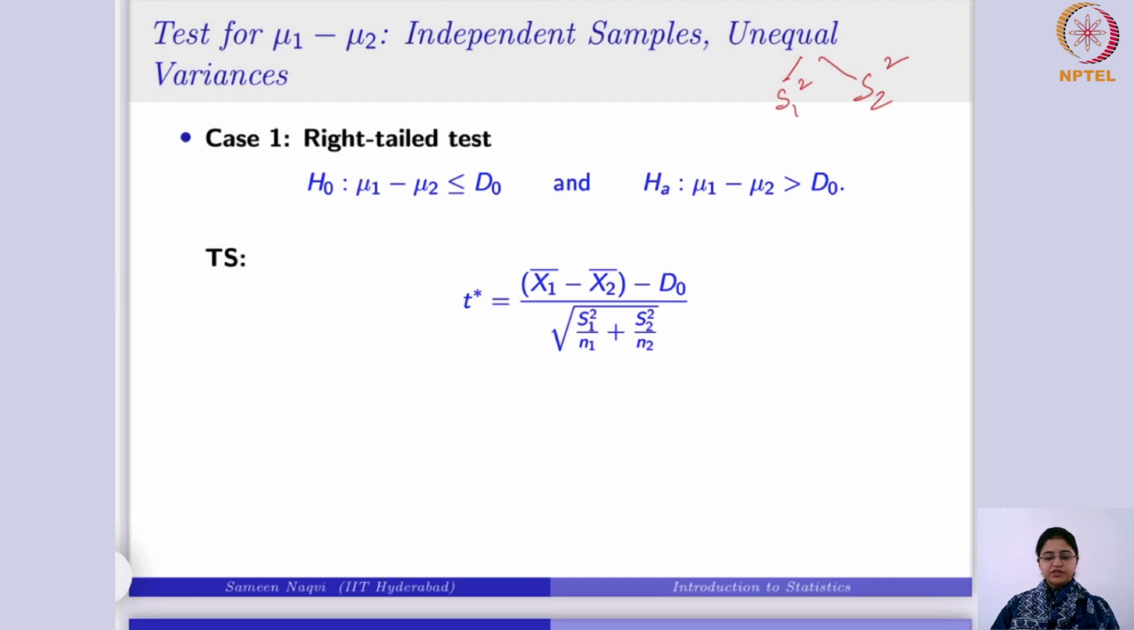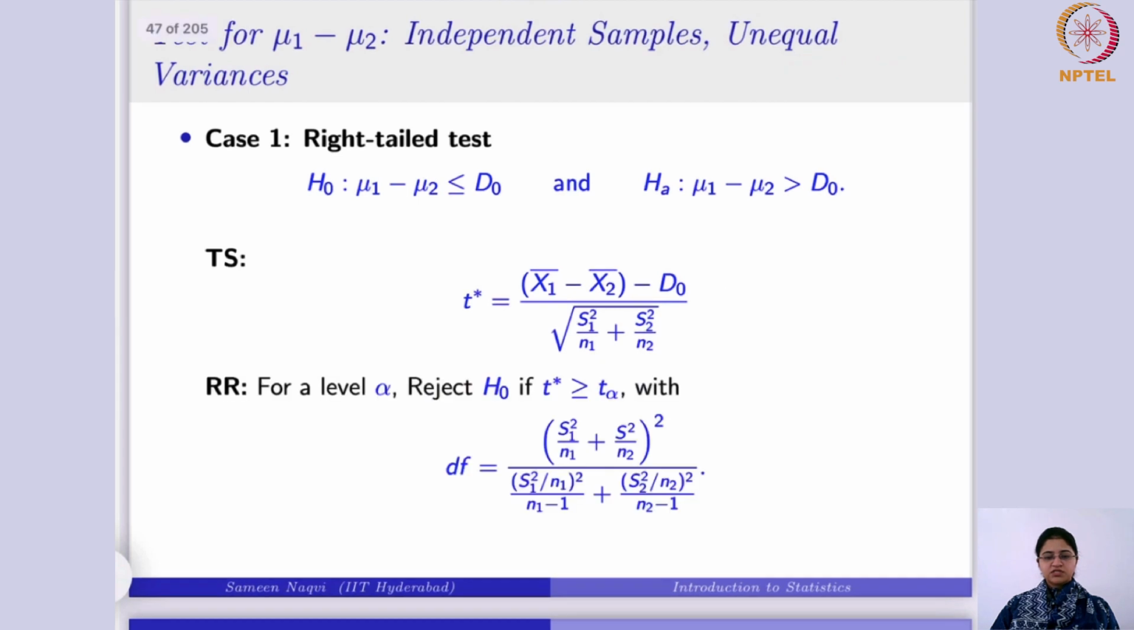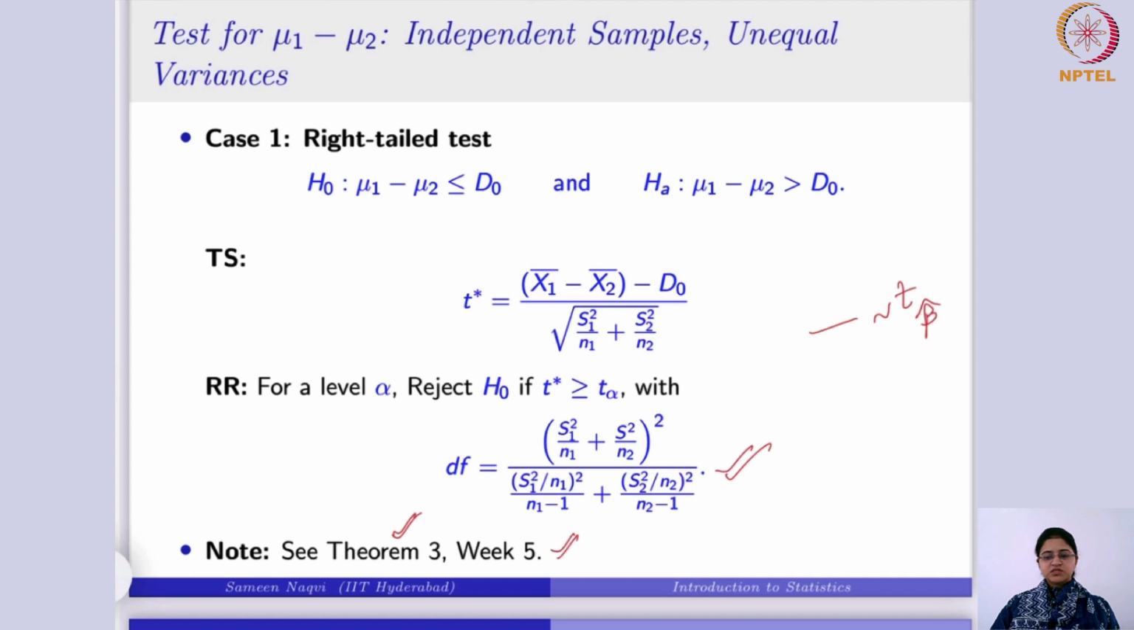It is calculated under the null hypothesis. If you can recall what it is, we obtained this result earlier in theorem 3, week 5. So if you recall, we had this test statistic and it was following a t distribution with beta hat degrees of freedom, and beta hat was of this form. Since it is the same situation that we had there, we can use that result over here.